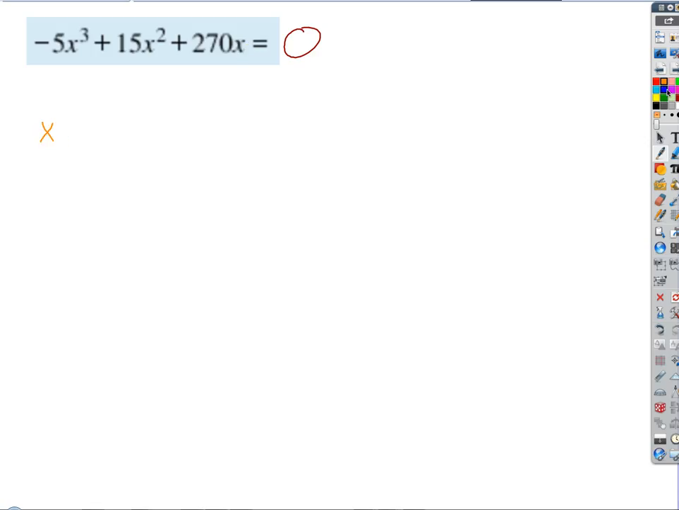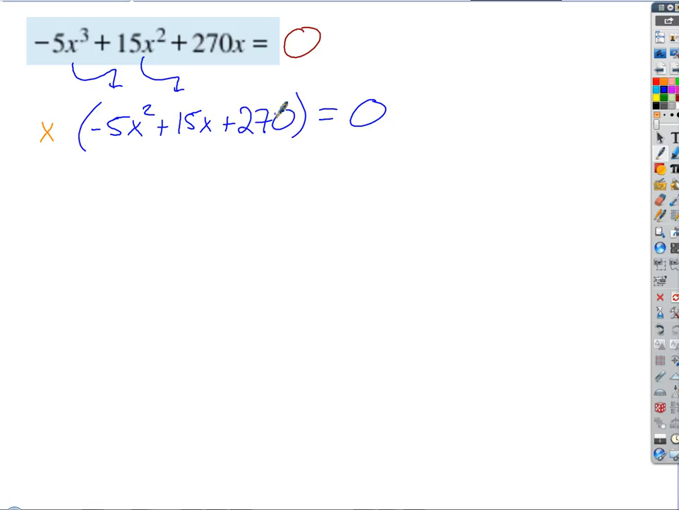What is that leaving us with? X squared. If we do that, think about this now. If I'm dividing away an x, is that changing any of the coefficients? No. All it's doing is doing what to each power? Lowering it by 1. So this first term is just going to become a minus 5x squared. Second term is going to be a 15x. Good. And the last one is going to be 270. Right? Okay, so good. We got the x out.